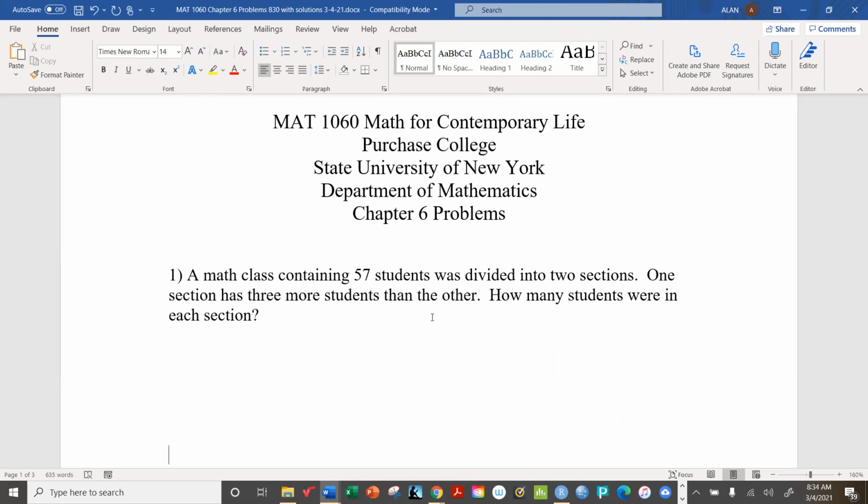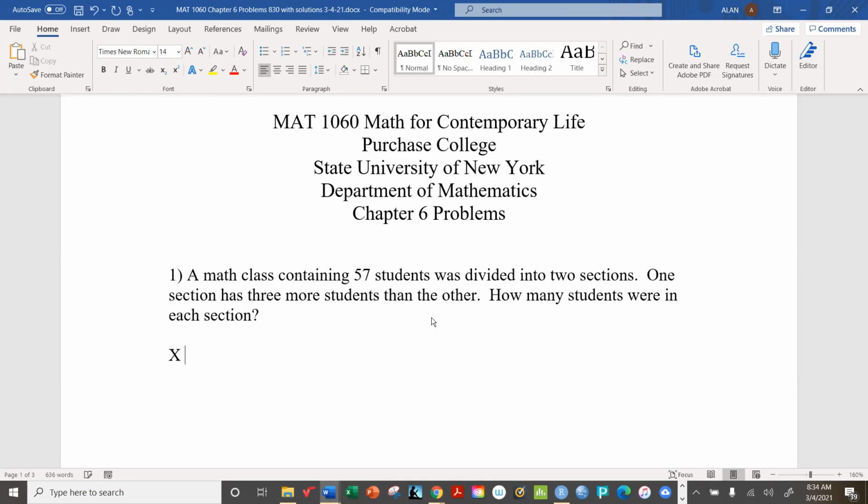So first, we have a math class with 57 students that was divided up into 2 sections. Now, because there's 57, we can't obviously have the same number in both classes. And it turns out that one of the sections has 3 more students than the other. So how many are there in each of these 2 sections? Now, there's several ways we could go about this. And I'll try to do at least one of each. But I think I know what people prefer based on past experience, which approach everybody likes to take.